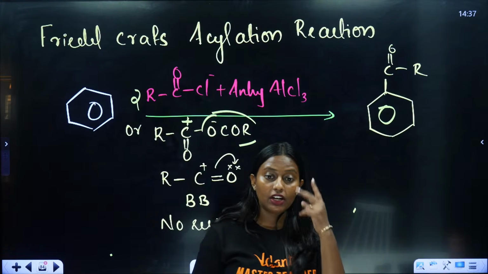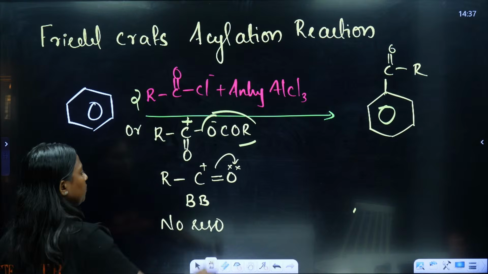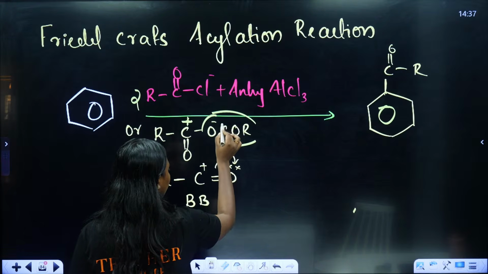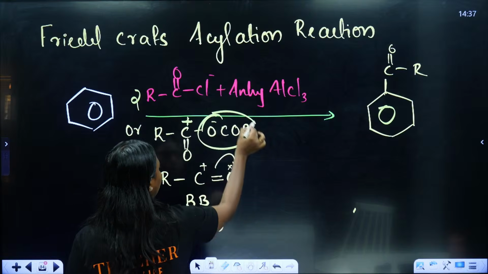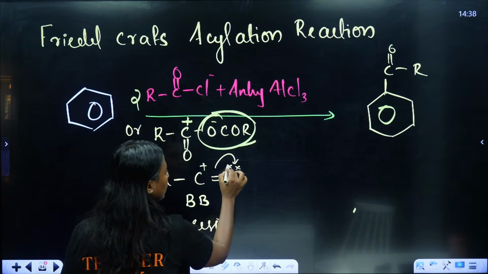RCOCl minus, we are taking 2. So the coupling happens and they combine. From here the complete group will go. So what you will get at last is this. So here you can see back bonding.